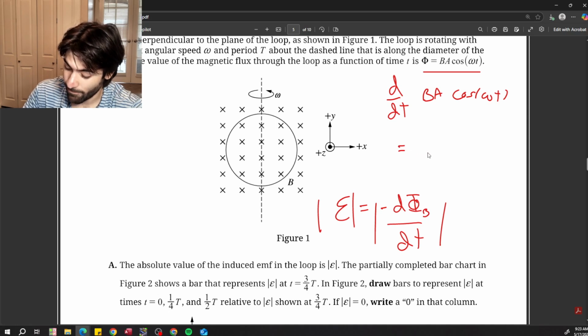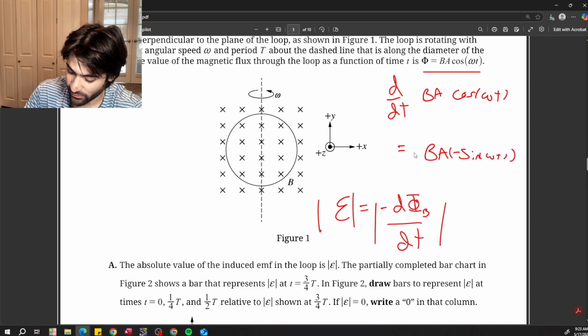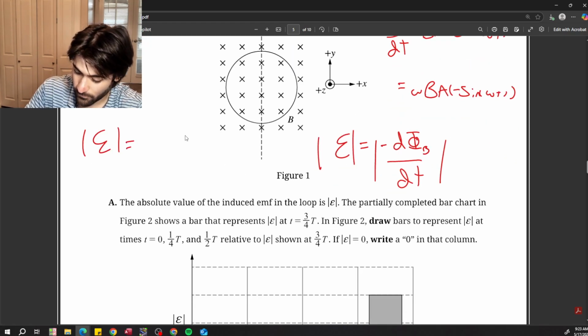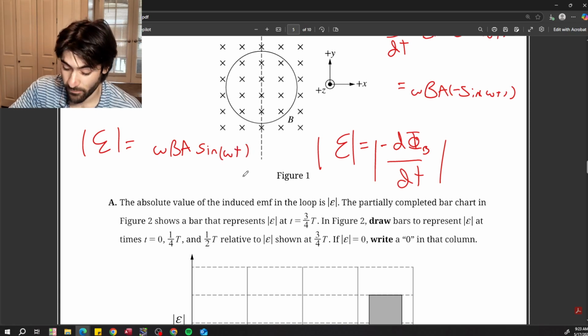That's going to be BA, and so you'll have negative sine omega t, and due to chain rule, you also have to multiply by omega. So the absolute value of this is going to be omega BA sine omega t. That is the induced EMF.